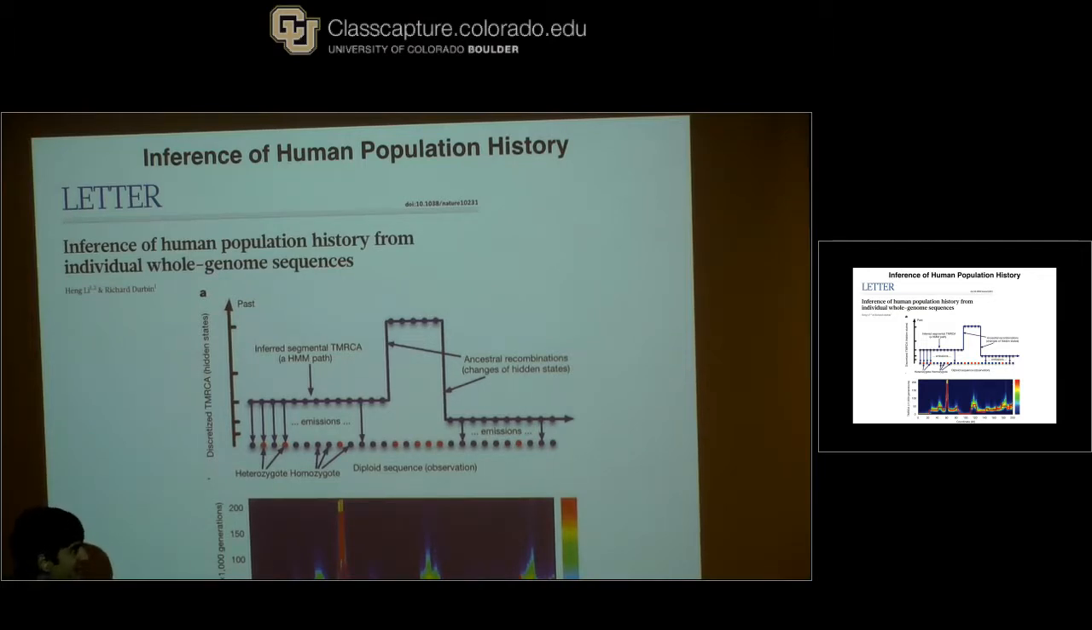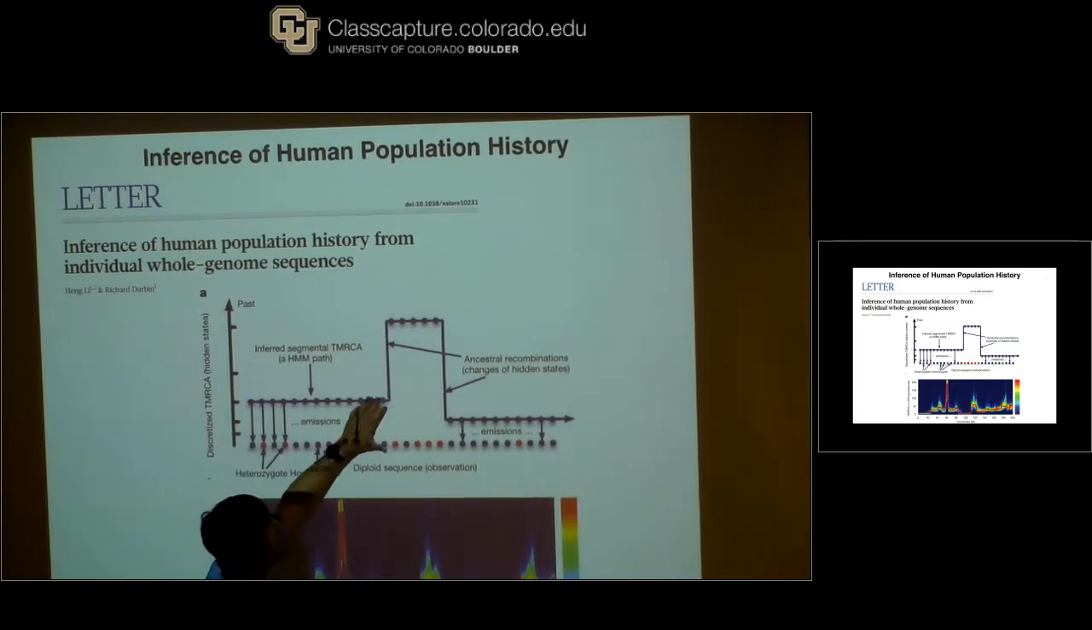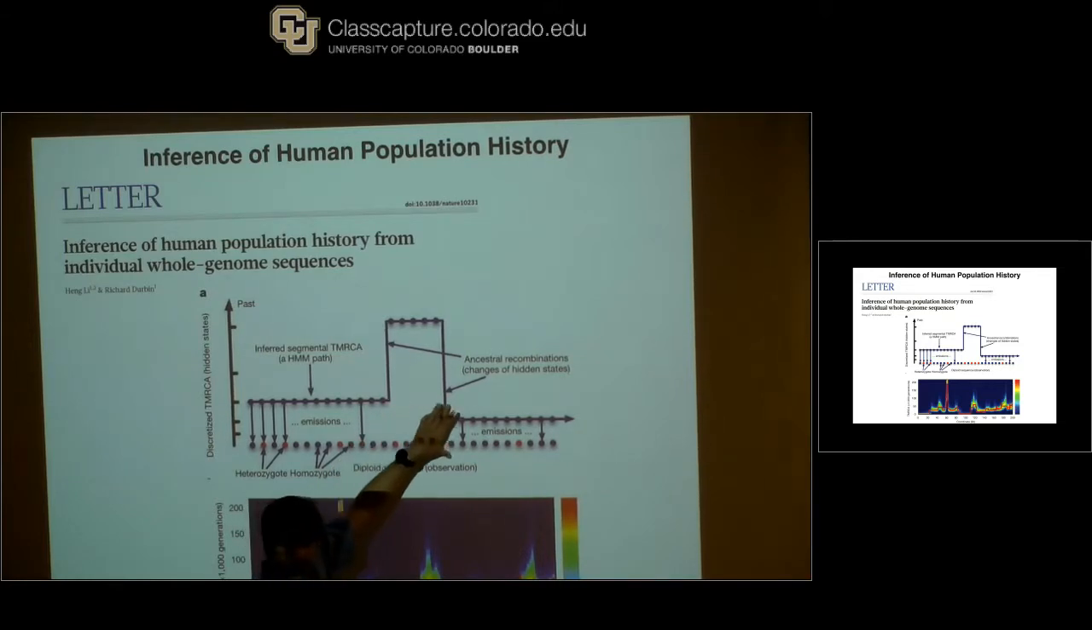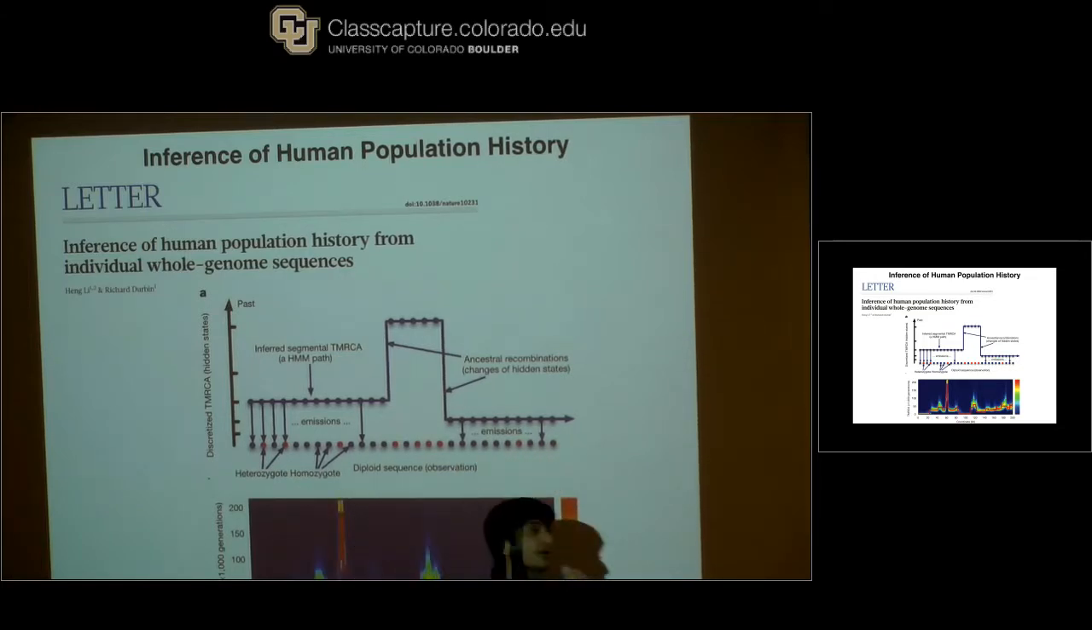It's basically just a hidden Markov model. They look along the chromosome, and they see we're at a place with a relatively small coalescence time, so there are not many polymorphisms. Now all of a sudden we hit a region where there are a lot more polymorphisms, so we infer that there was a recombination event here and a different coalescence time, and we infer what that coalescence time is, and we do that again. And we get some inference of the distribution of coalescence times.